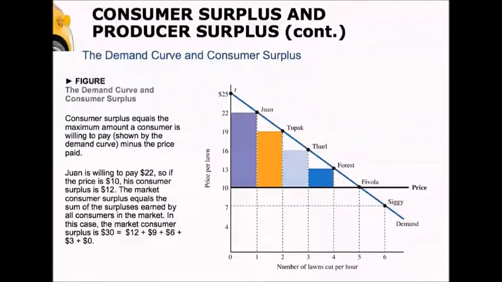Ultimately, we look at the consumer surplus generated in a market as the area underneath the demand curve, but above the price. So it's the area of this triangle right here.